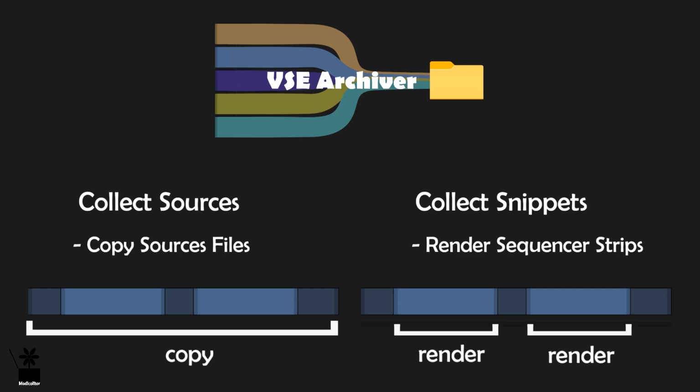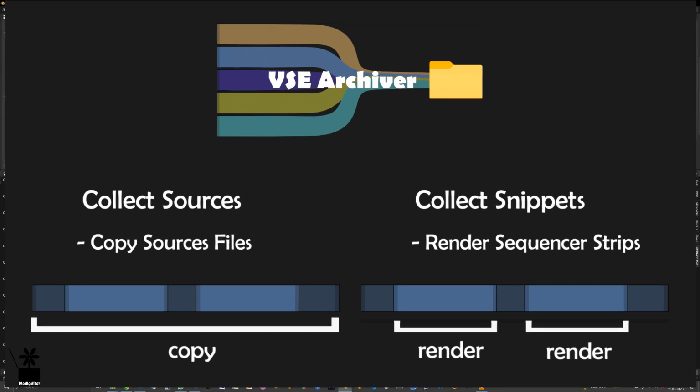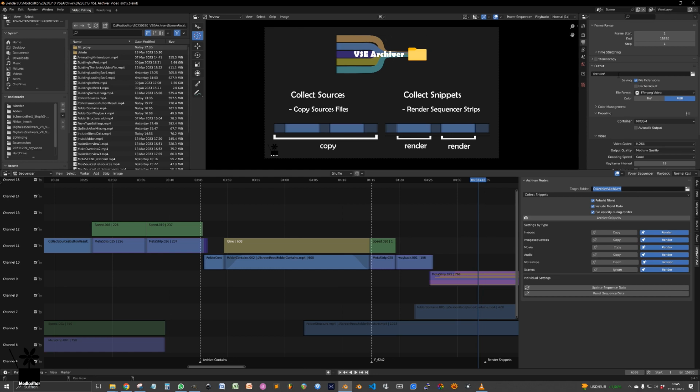Collect snippets. In this mode, the add-on will render out the individual strips into the target folder structure, generating new videos. Okay, step by step.